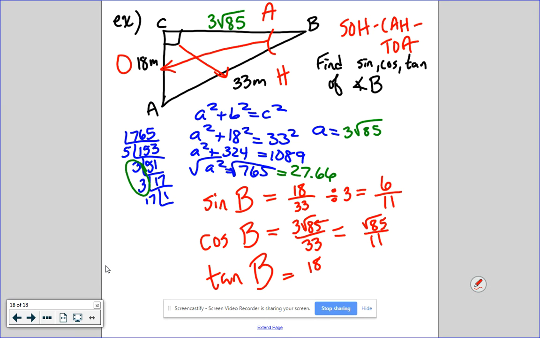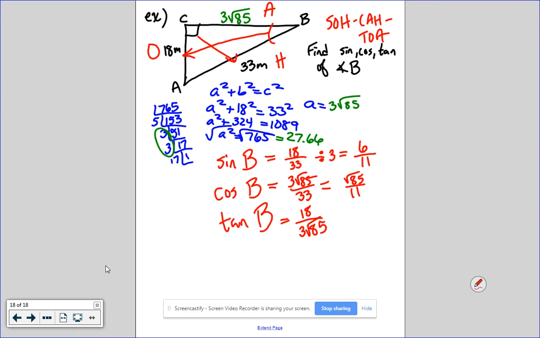Opposite over adjacent. So we get 18 over 3 square root 85. Now we have to simplify that. 18 and 3 both divide by 3, so I get 6 over the square root of 85. But then what's the rule with radicals? Can't be in the bottom. So what do I have to do? Multiply both top and bottom by square root of 85. If I do that, I get 6 square root 85 over 85. And that is your final answer for sine, cosine, and tangent.